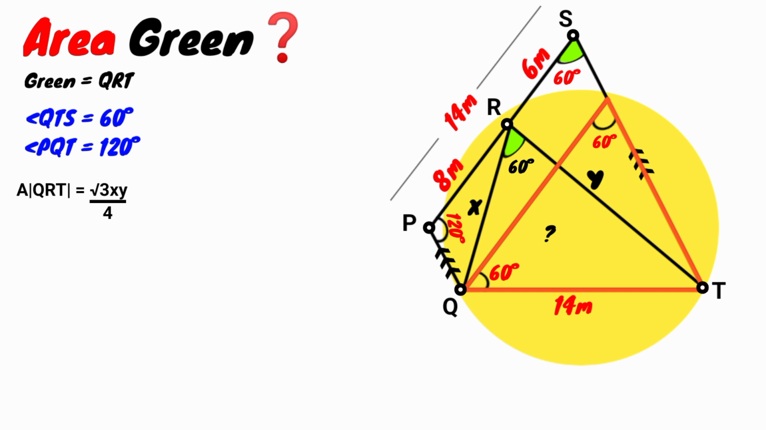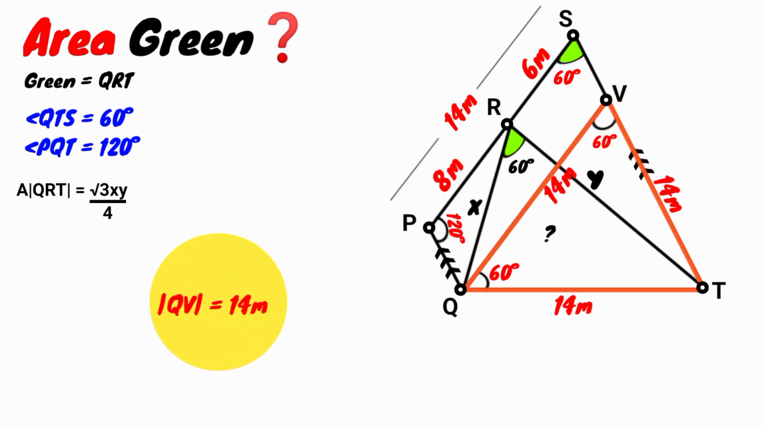Now this makes the triangle an equilateral triangle, and in an equilateral triangle, all the sides are equal. That is, this side, this, and this are congruent. So since this is 14 meters, this and this each must also be 14 meters. Call this point V, then write out the length of line QV. So line QV equal to 14 meters.